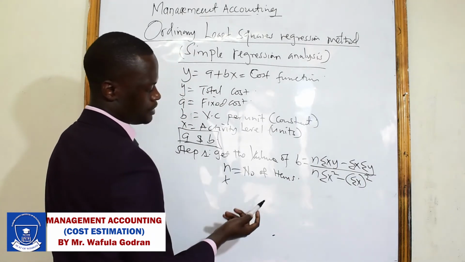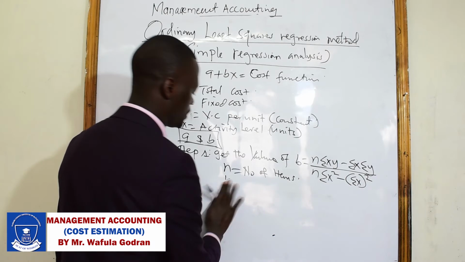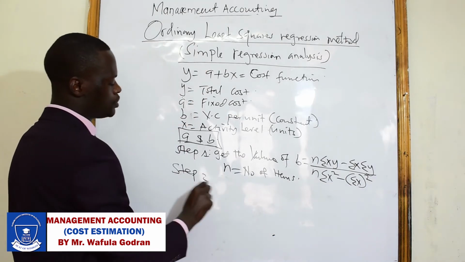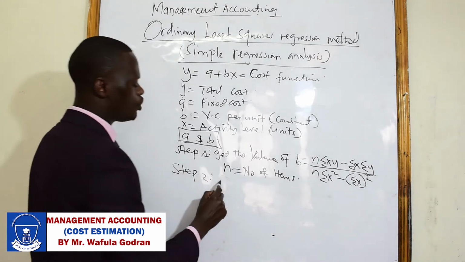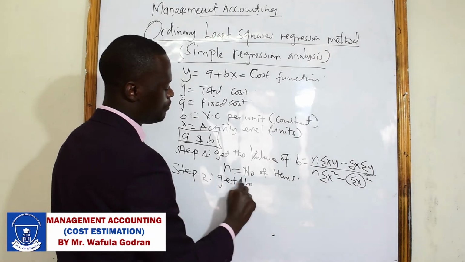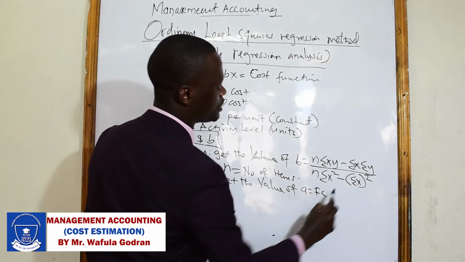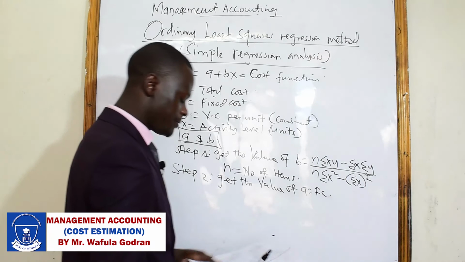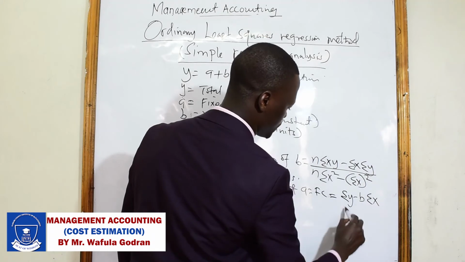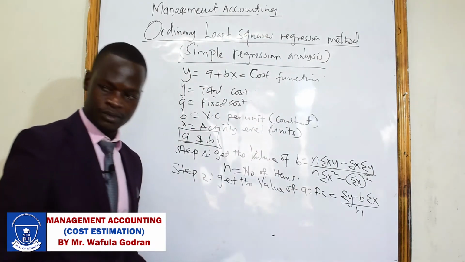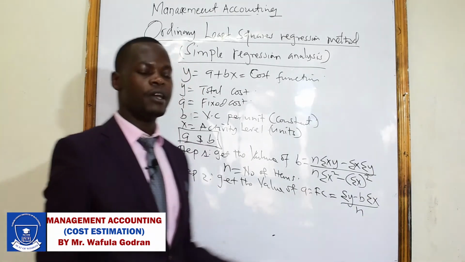Then we understand what x is, we understand what y is. So when we say summation of x, summation of y, we have no problem, you can get that. Then step 2, after we've gotten what B is, now we go and get the value of A, which is the fixed cost. And this one will be given by summation of y minus B summation of x divided by n.